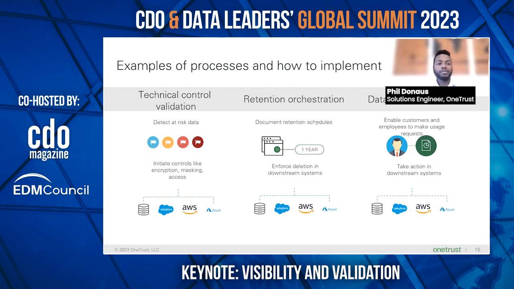And then here are some examples. Technical control and validation. You want to be able to detect at-risk data. So being able to discover and identify that data that may be at risk, whether it is specific to the asset or to the application you're storing it in, you want to be able to implement those controls. You want to orchestrate retention. So enabling document retention schedules, enforcing that deletion in those systems automatically. And then data usage requests, enabling those customers and employees to make those usage requests as a result.